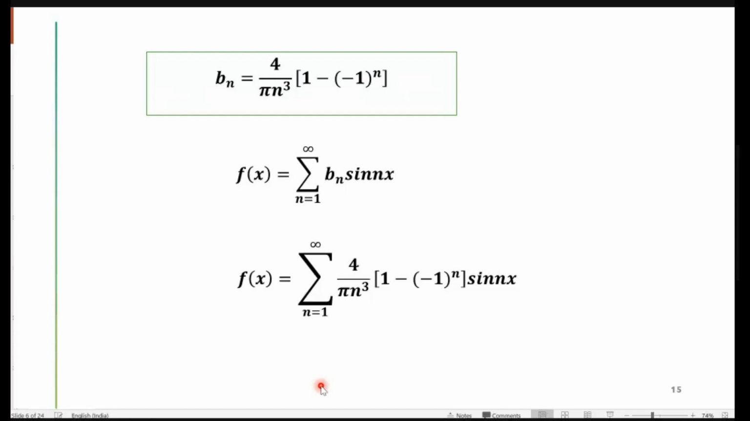Now use Parseval's identity to get that required deduction part. Using the Parseval's identity, we have to get the deduction part.